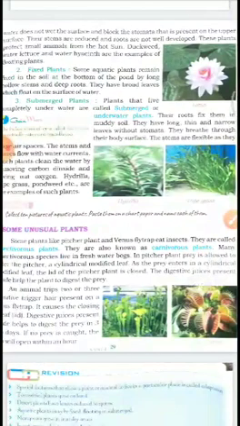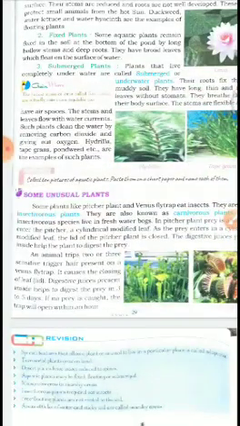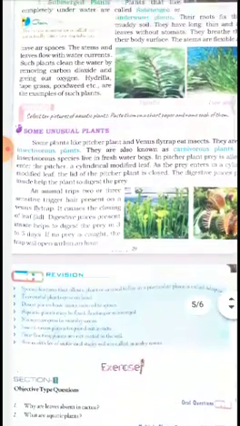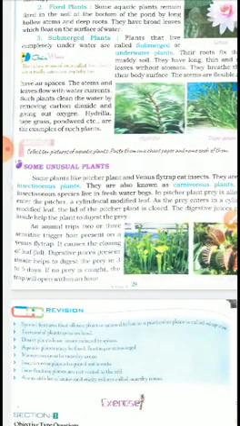Right children? This is a very important thing, that they breathe through their body surface. Their stems are flexible as they have air spaces. The stems and leaves float with water currents. Such plants clean the water by removing carbon dioxide and giving out oxygen. Hydrilla, tape grass, pondweed, etc. are examples of such plants.